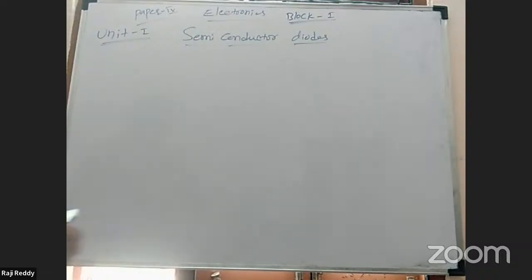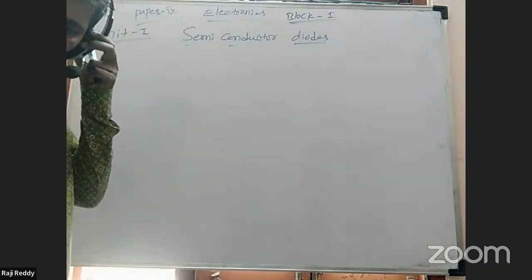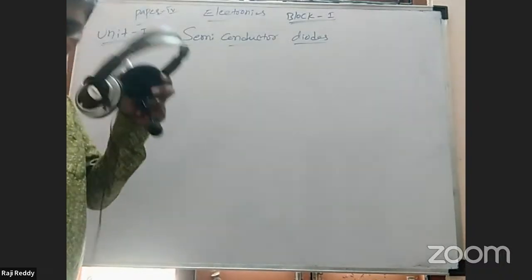Now we can take it as a basic concept in the PN junction diode. The sandwiching of P-type and N-type semiconductor material suitably is called a PN junction diode.